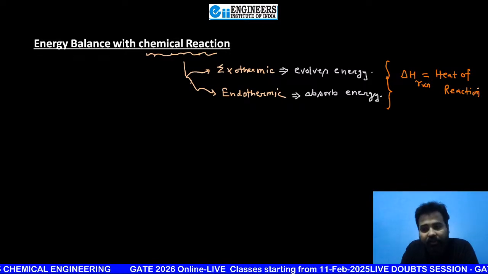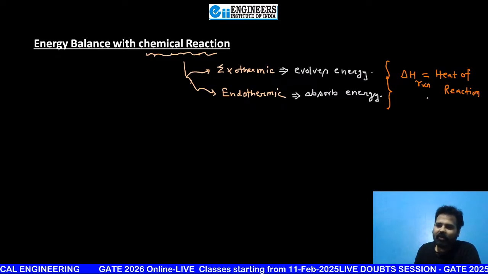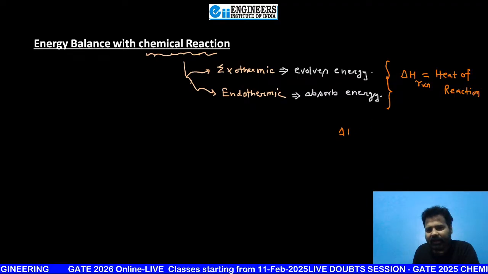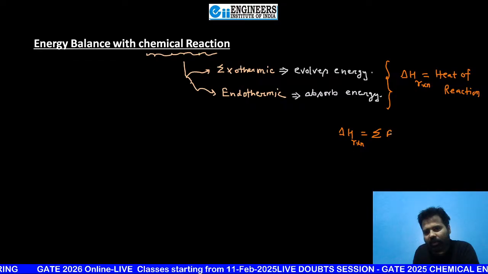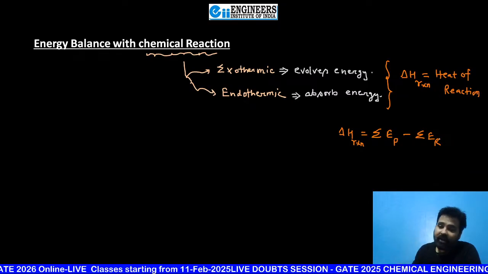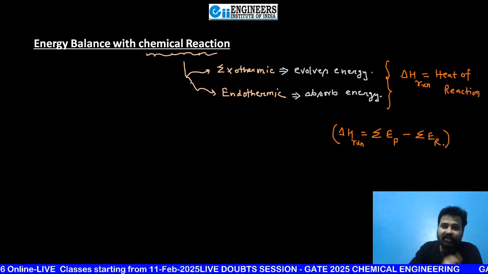What is heat of reaction? You will see, don't worry. But in short, if you want to write, you can write delta H RXN is equal to summation of energy of products minus summation of energy of reactants. Remaining details I will share in the energy balance chapter when I deal with that chapter in detail.